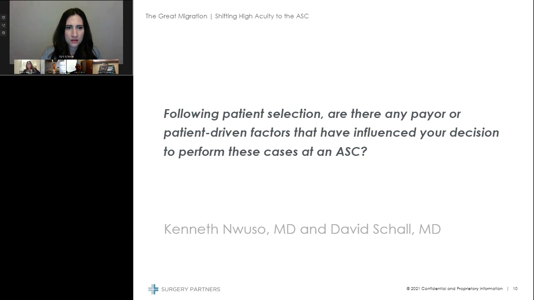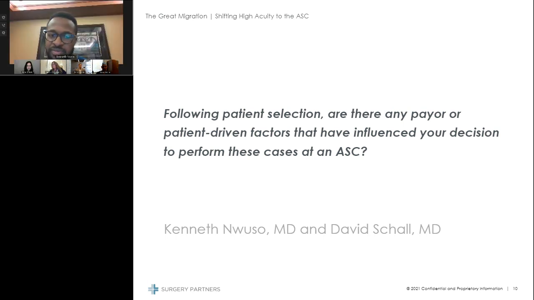Sure. Obviously, we have to remain financially viable. So being able to be reimbursed for the work that we do is important. And I think there's been a rapid transition, specifically with CMS allowing for reimbursement for cases that were previously inpatient-only cases. And obviously the managed care payers have followed suit. So I would say the rapid removal of inpatient-only spine surgeries has been a major factor to me doing more cases in the ASC.